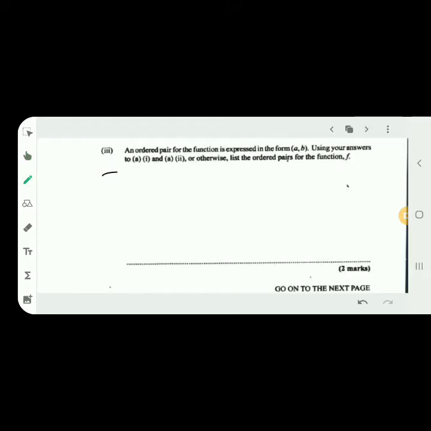So the first one, when x was 1, what did we get for our answer? We got negative 2.5. Then when x was 2, what did we get for our answer? We got negative 2. And so therefore when x is 3, what are we going to get for our answer? Our answer is negative 1.5.